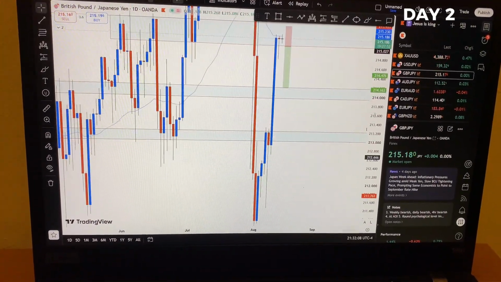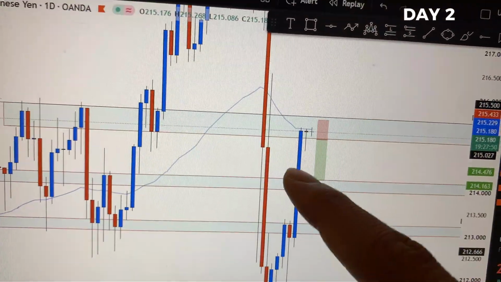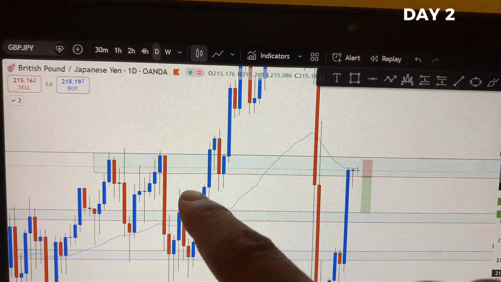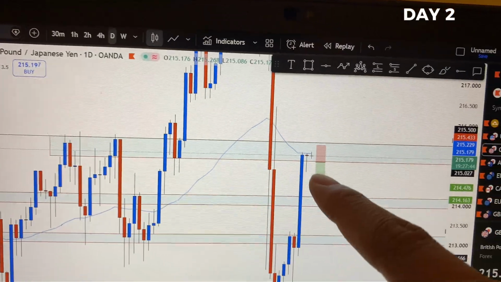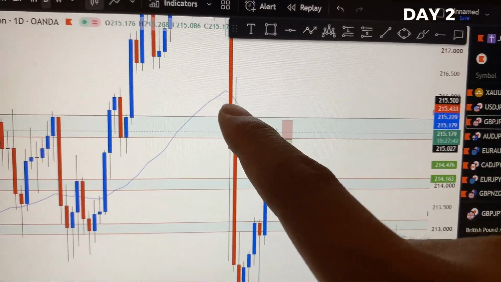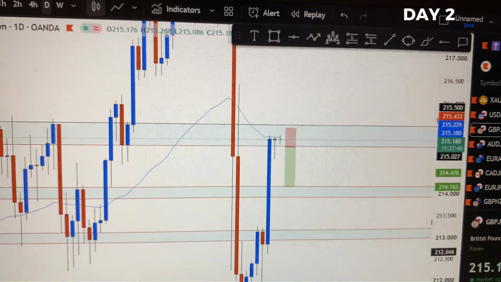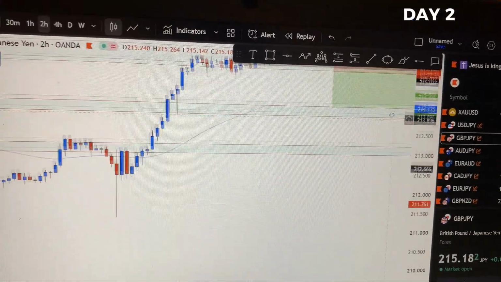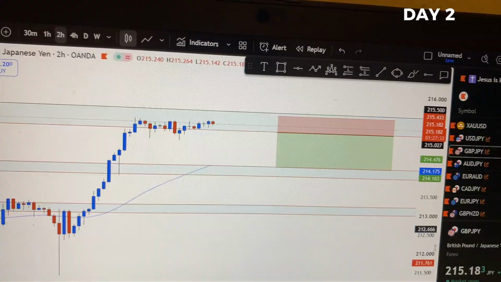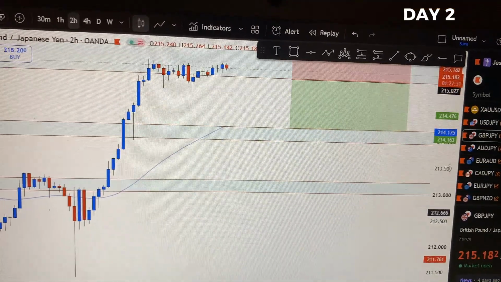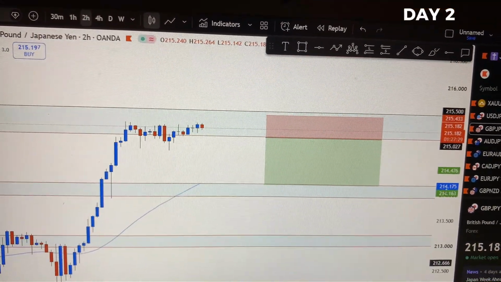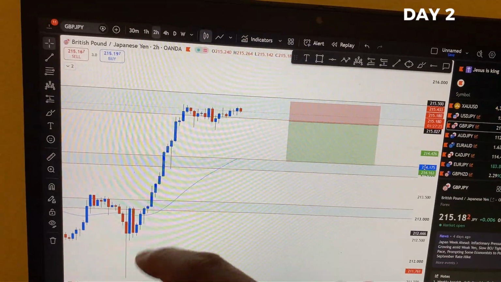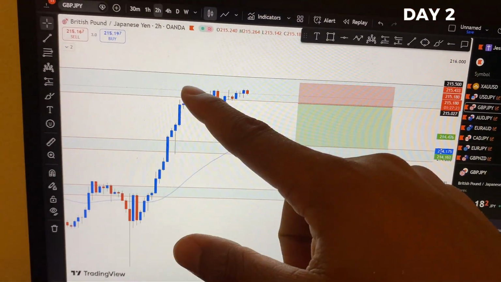GBP JPY. I love this rejection candlestick from this area of interest right here. Whenever we're below, we're heading down. Whenever we're above, we're heading up. We're also rejecting this EMA right here. I love that. All I'm waiting for is a head and shoulders. And why do I use the head and shoulders? The head and shoulders is a reversal pattern, because here we are bullish.